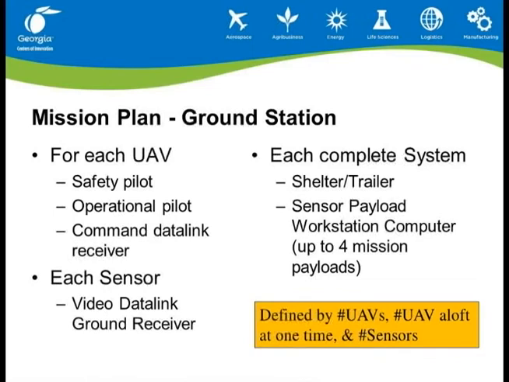Now for each complete system, you have a shelter or a trailer. You have a sensor payload workstation computer, and that computer can handle up to 4 mission payloads. So if you have 5 sensors flying at any one time, you need to have another workstation computer. And all this is defined by the decisions you made earlier in your mission in terms of the number of UAVs, the number of UAVs aloft at any one time, and the number of sensors. So this just falls out from those earlier decisions that you've made.